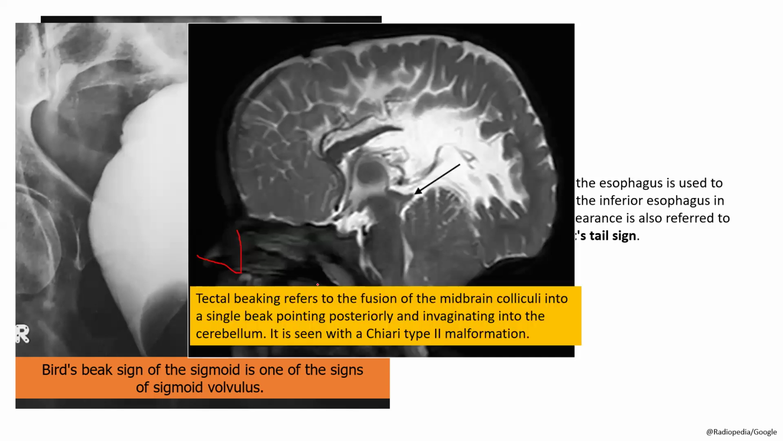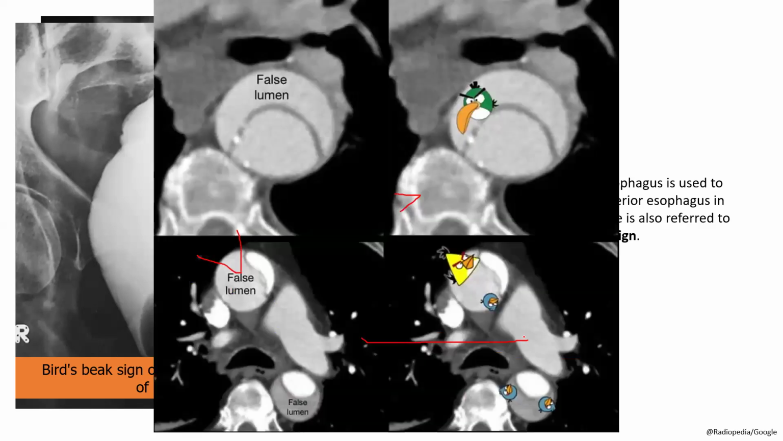This is tectal beaking, which refers to the fusion of midbrain colliculi into a single beak, which points posteriorly into the cerebellum, so indicates type 2 Chiari malformation. So this is tectal beaking. Beak sign has also been described in aortic dissection, where we find this beak on the false lumen side. So this is the beak sign which is present towards the false lumen.